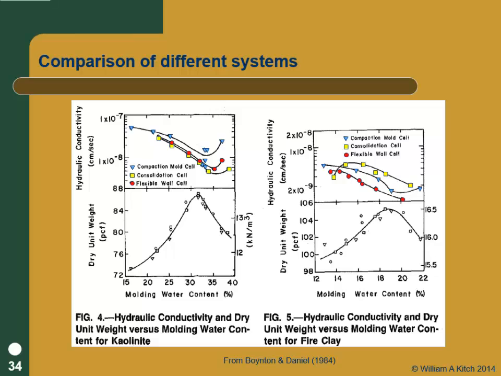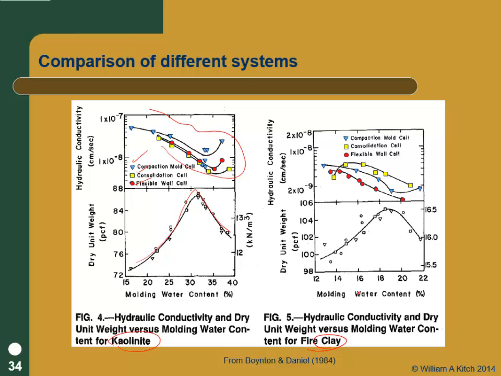And so this is just to show you the quality of the different tests. So this is for a kaolinite clay, and this is for a fire clay. And here's the compaction curve for the soil, and here's the hydraulic conductivity from the compaction mold test, the consolidation cell, and the flex wall test. And I think in the world of testing hydraulic conductivity, those numbers are all pretty much the same.